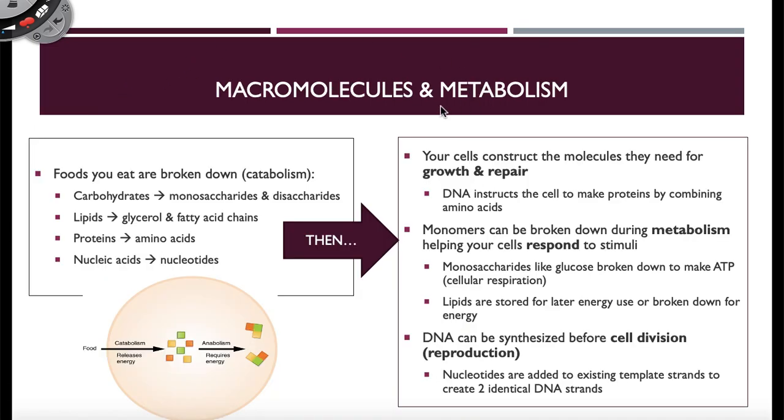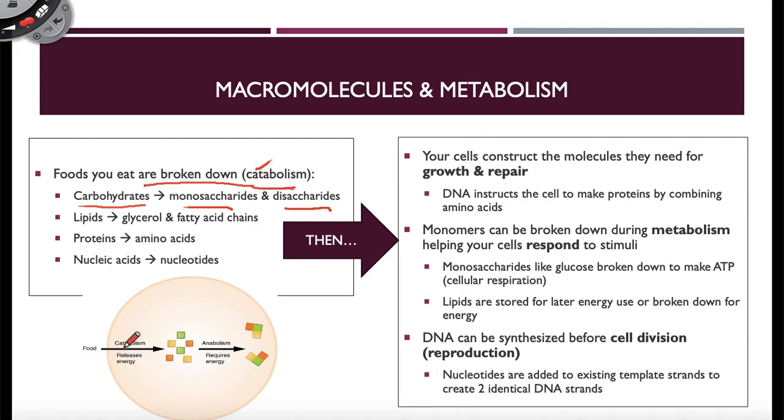Okay, so those are the 4 different types of macromolecules. So were you able to think of examples of catabolic and anabolic reactions? So anytime you break a carbohydrate into a monosaccharide or a disaccharide, that's a catabolic reaction. But if you go the other way, right, if you take a disaccharide, for example, that's 2 sugars, and you break them down into the individual monomers, then that's anabolism.